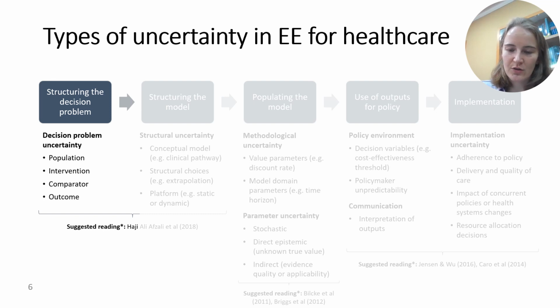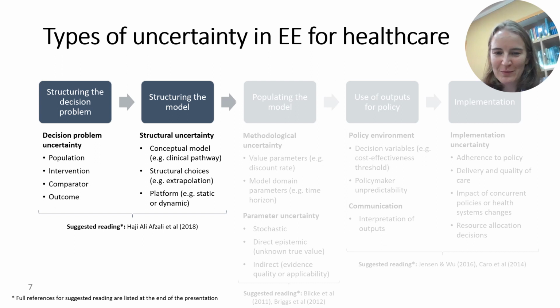So the first one is decision problem uncertainty. So that's, have you set up your question correctly in the first place? So for example here, if we take the comparator, there may be a specific recommendation in your clinical practice guidelines. Are you going to use that in your model? Because it may be that, yes, the clinical practice guidelines recommend one thing, but actually in practice, if you go down to the clinics, that's not what's happening. And so if you model with those two different comparators, they're both going to give different results. So that's the decision problem uncertainty. Have you chosen an appropriate population, intervention, comparator and outcome?